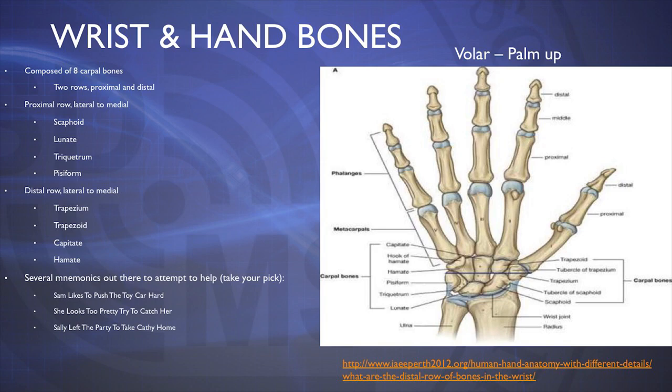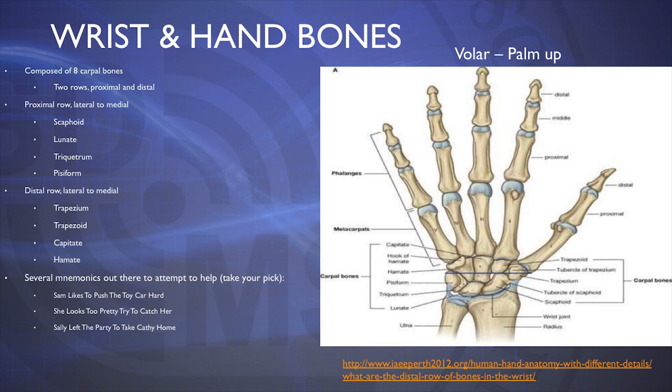In the proximal row, as we move from lateral to medial, we'll have the scaphoid, the lunate, the triquetrum, and the pisiform. The pisiform you will only be able to see on the volar aspect. And if you were to turn your palm up right now as we speak, you'll be able to feel that pisiform bone on the more medial aspect. If you find your pinky, go all the way down to your wrist, that little bony aspect there is your pisiform. The distal row is here, and these include the trapezium, the trapezoid, the capitate, and the hamate.